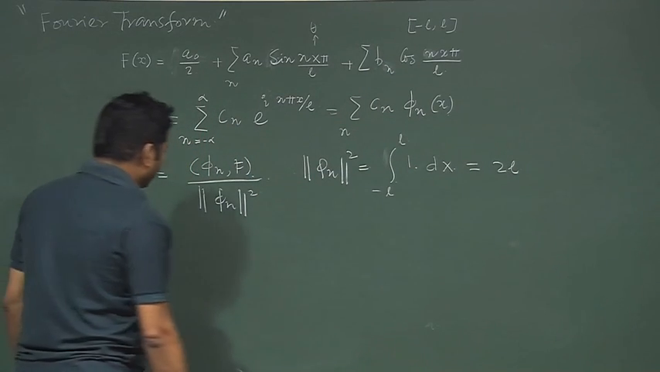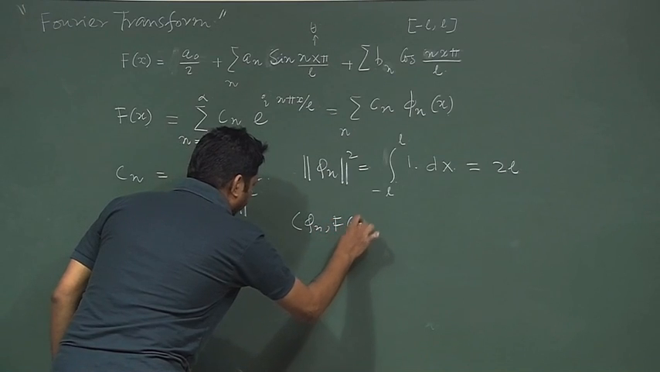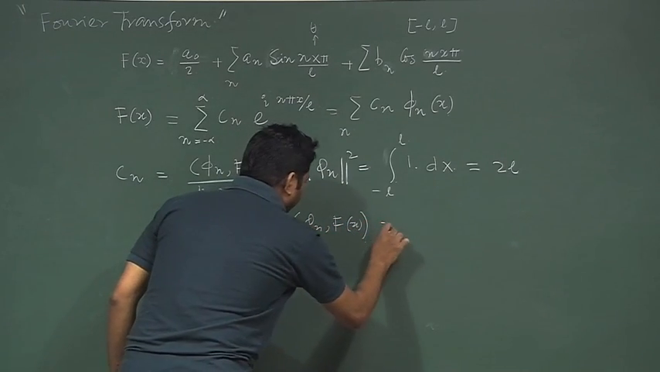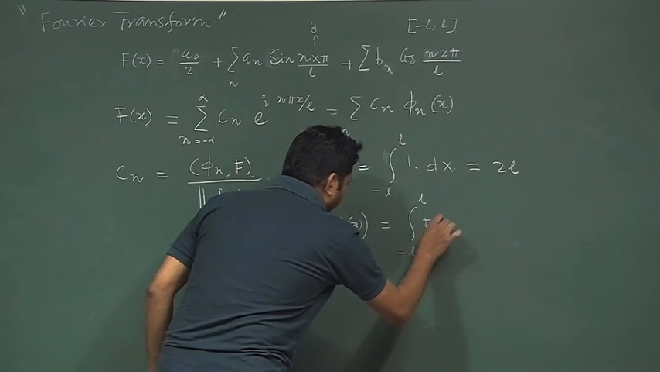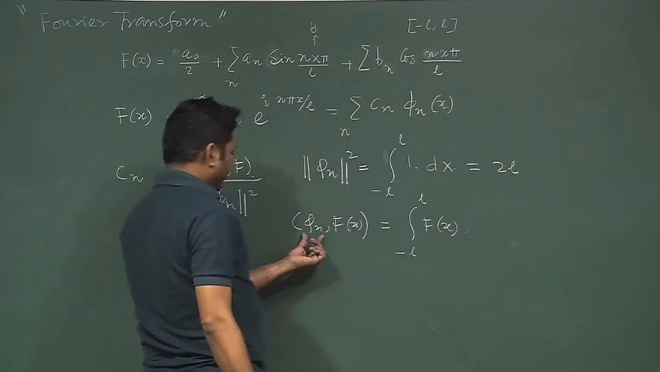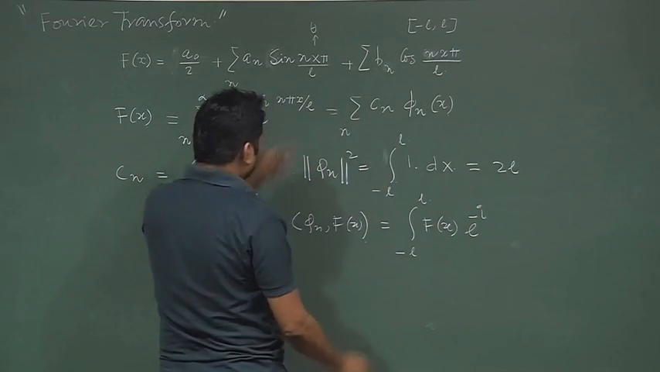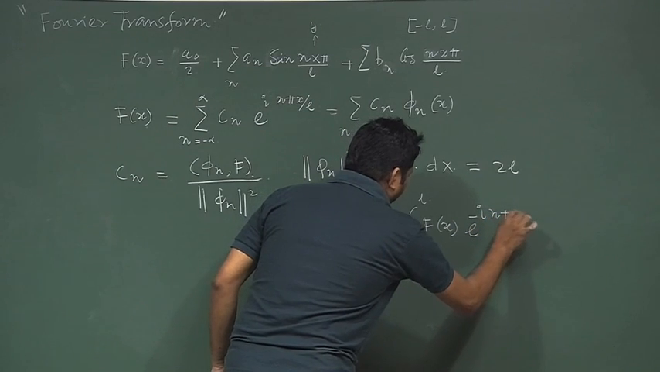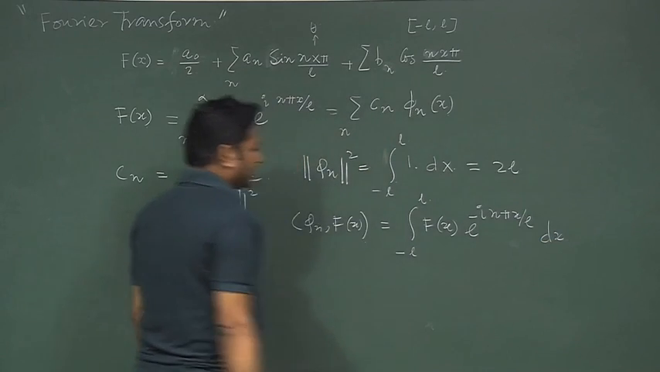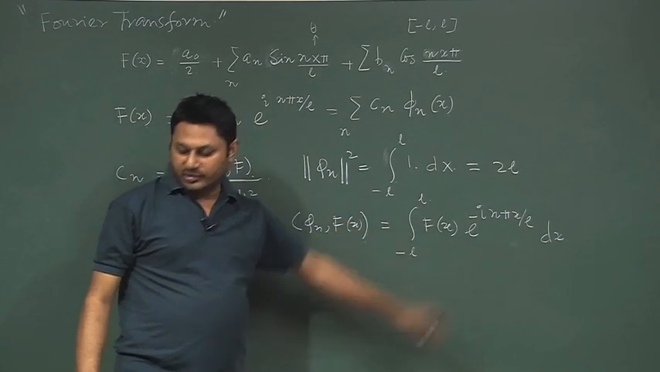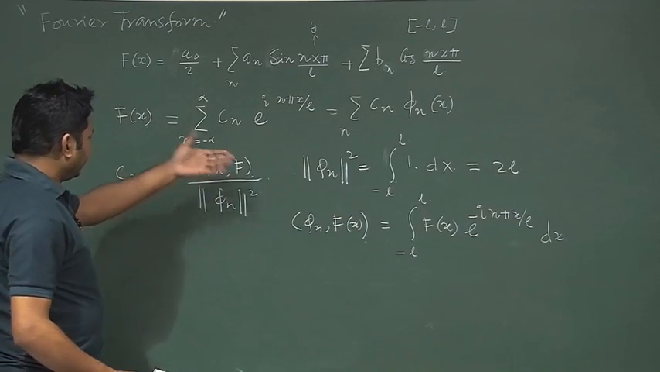What about the other thing? Phi n f of x, by definition, it should be the integral from minus L to L of f of x multiplied by phi n, so it will be e to the power of minus i n pi x by L dx. Up to this is fine.